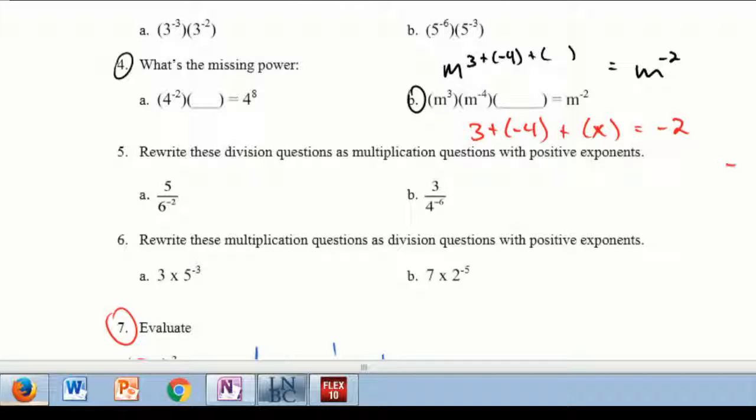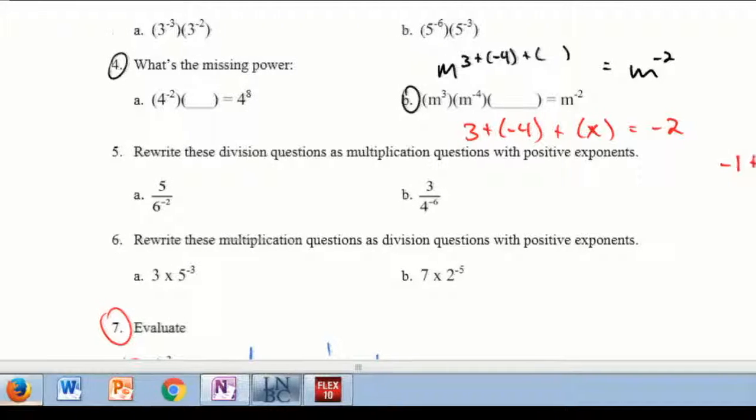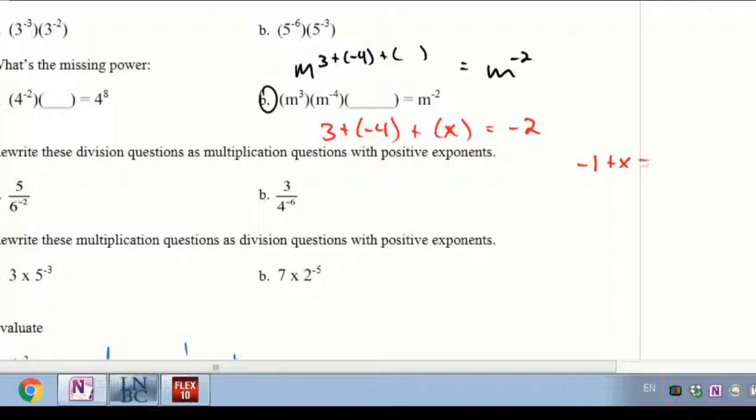3 plus negative 4 is negative 1 plus x equals negative 2. And then I'm going to add 1 to both sides. I'm going to get x is negative 1. So I know the missing exponent is negative 1. And my bases must be the same. So I get m to the negative 1. And does that work? Yes, that works. There we go. It's an m to the negative 1.